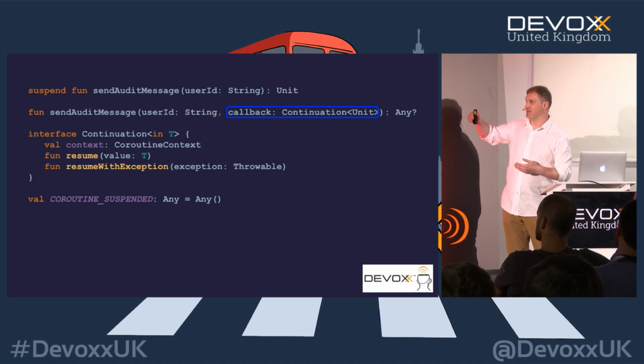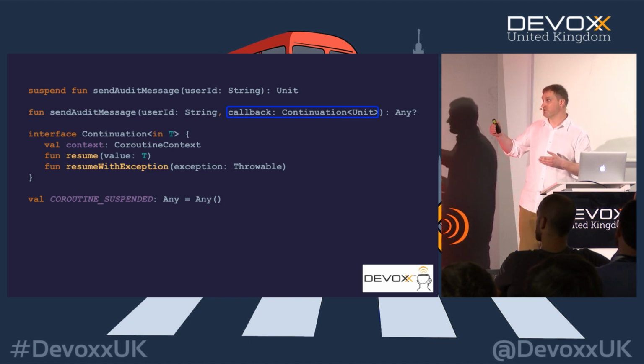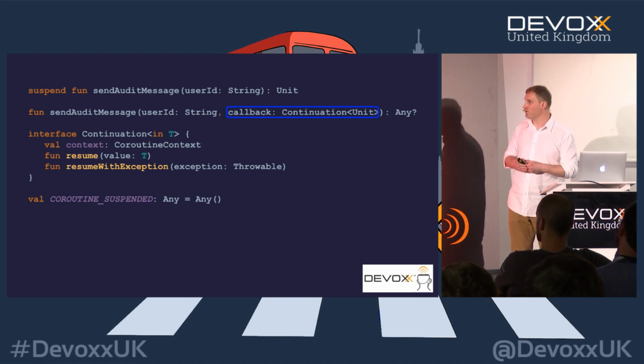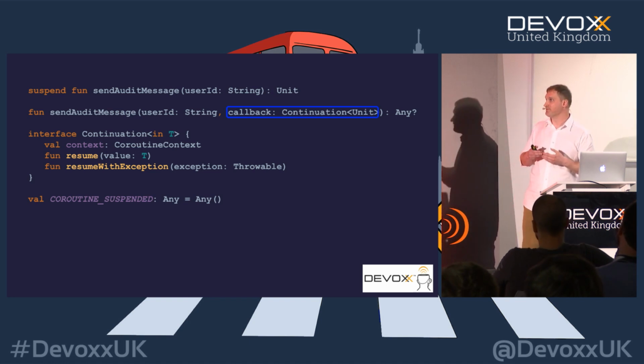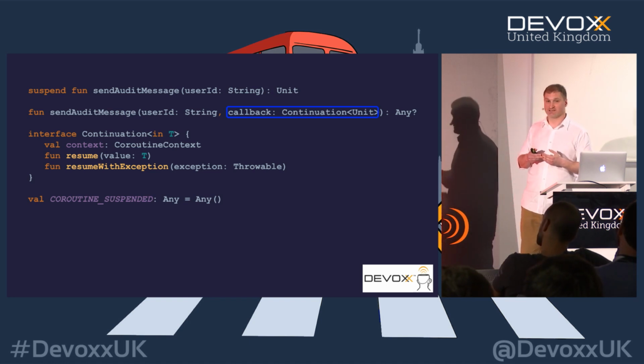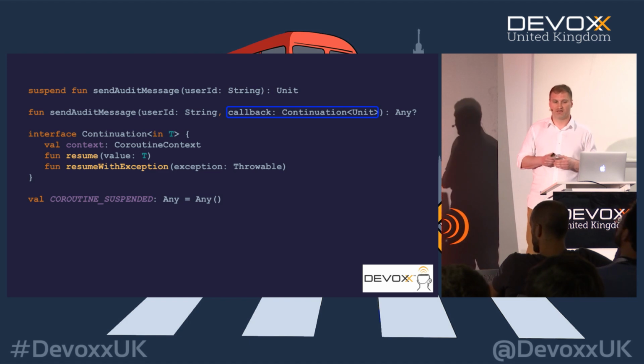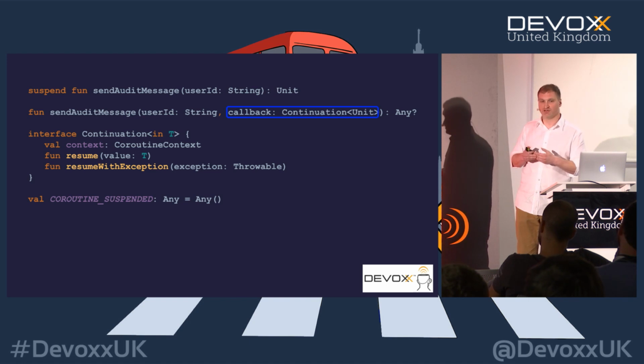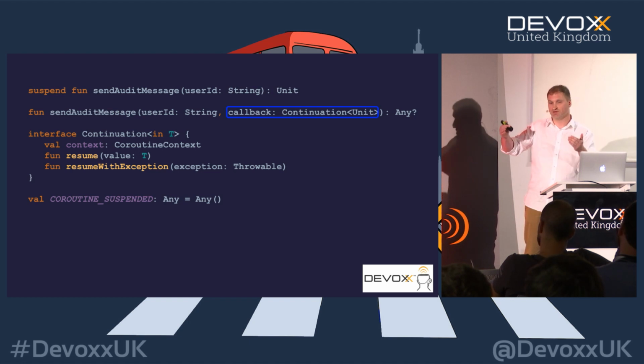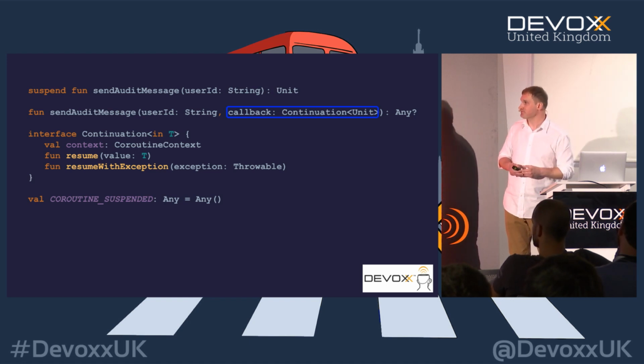So if sendAuditMessage now wants to return a value using this callback, it should call one of two methods. It can call resume, which means that sendAuditMessage returns some value, or it can call resumeWithException, which means that sendAuditMessage wants to throw an exception. There is also this CoroutineContext, which tells how this coroutine should be executed, what threads should be used, what the context of execution of this coroutine is.